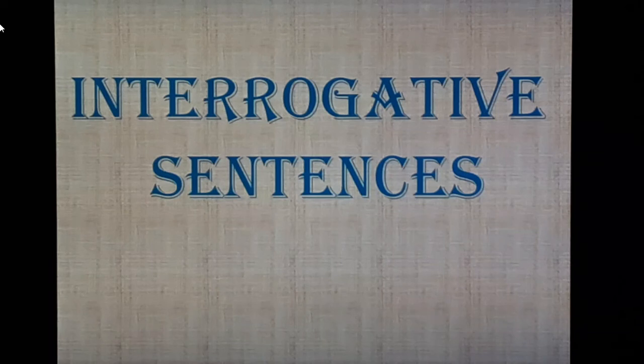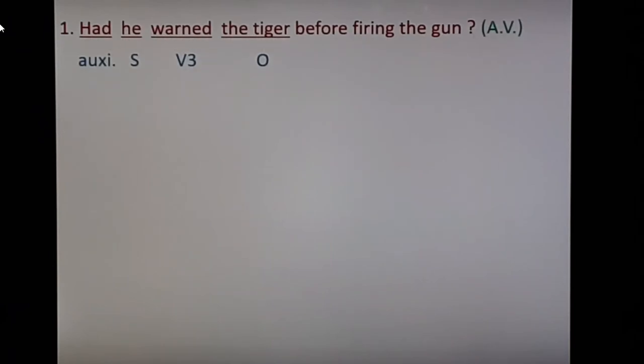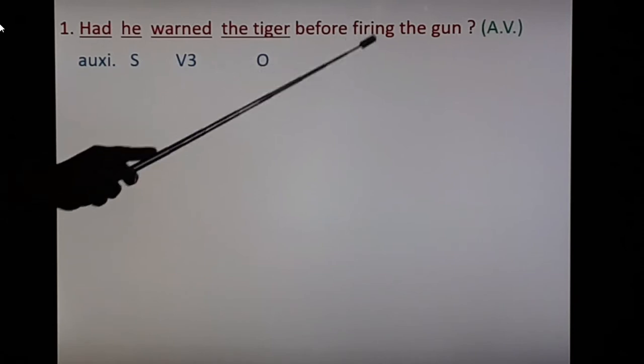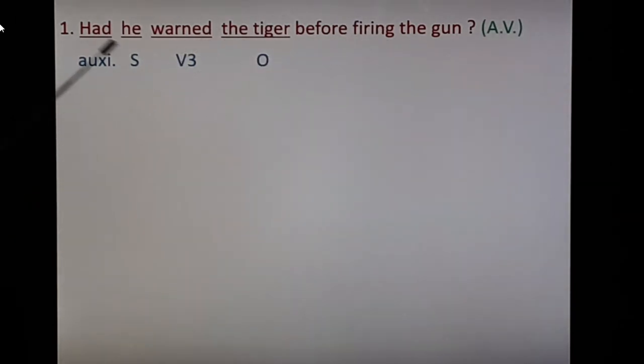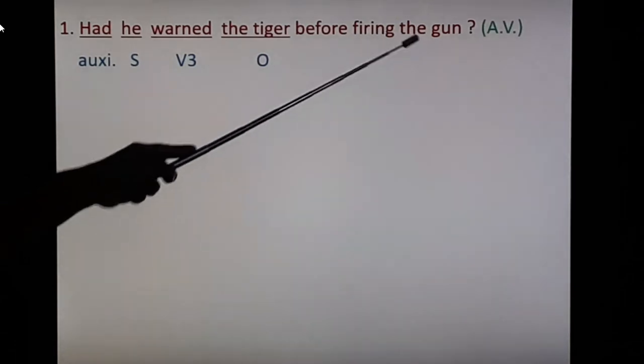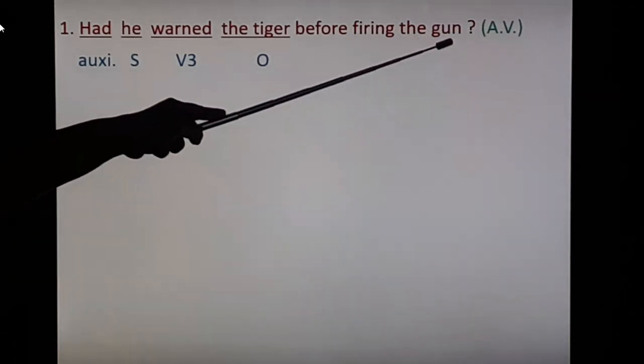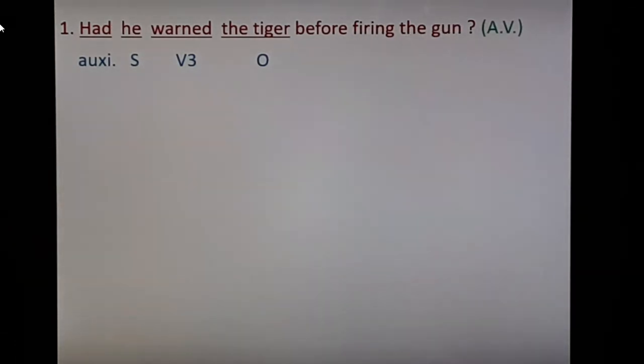Now we will see active passive voice with interrogative sentences. First, had he won the tiger before firing the gun? So question mark. So had, auxiliary verb, he, subject, won, V3, and then the tiger, that is an object. Before firing the gun will be the same, and this is active voice.